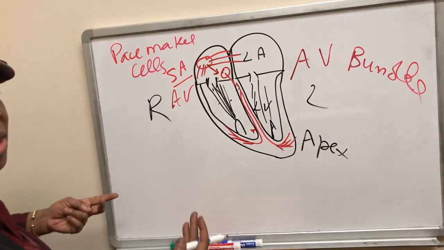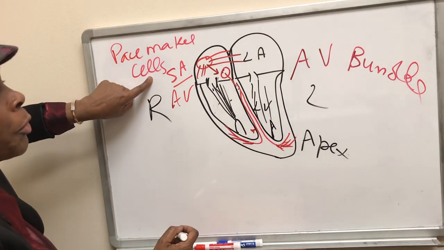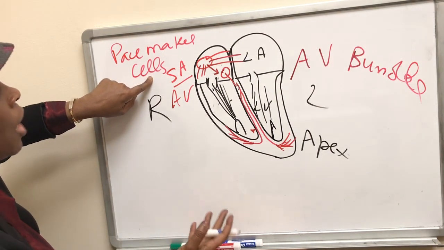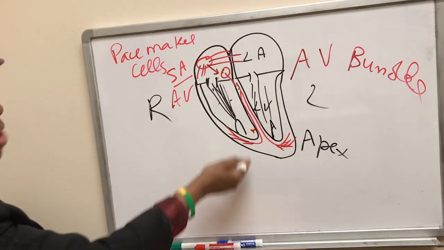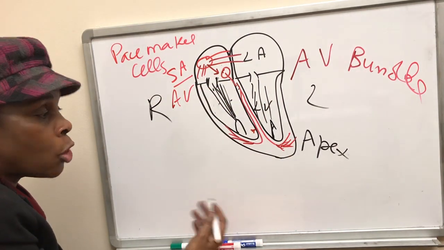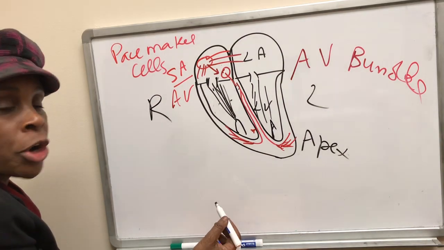Basically, this conduction system just explains how the pacemaker cell sets the beginning of the heartbeat from the SA node to the AV node, to the AV bundle, to the branches, to the Purkinje fibers, which are also called subendocardial branches of the heart.